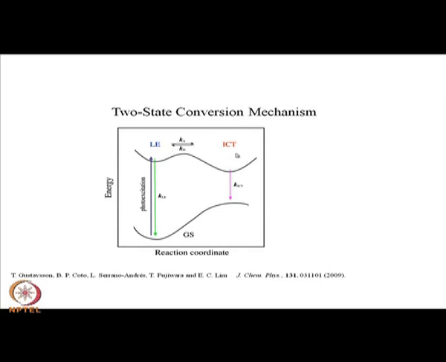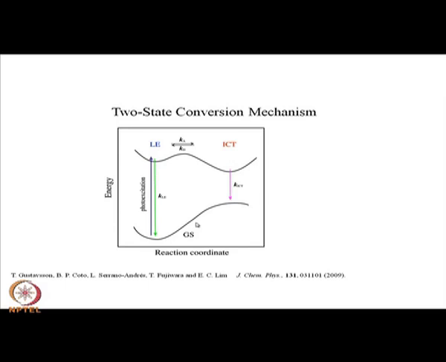Now, ICT is generated. So, ICT with a rate constant K_ICT, you know this fluorescence is giving. So, this is a red fluorescence and this is a green fluorescence, and of course, this is a high energy emission, this is a low energy emission, and this is your ICT state, and this is your ground state potential energy surface.